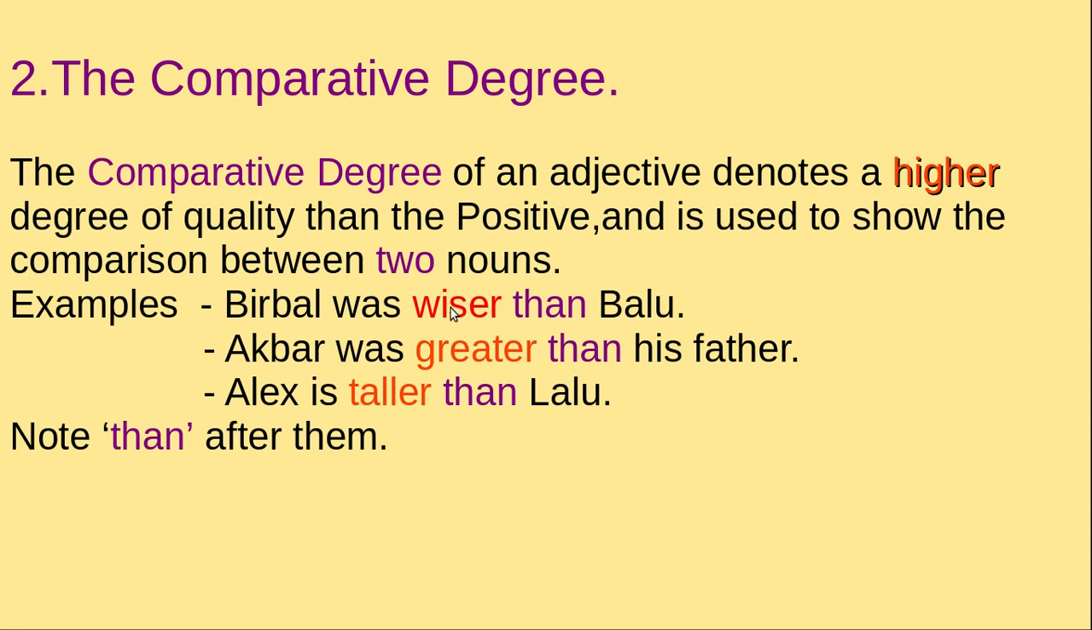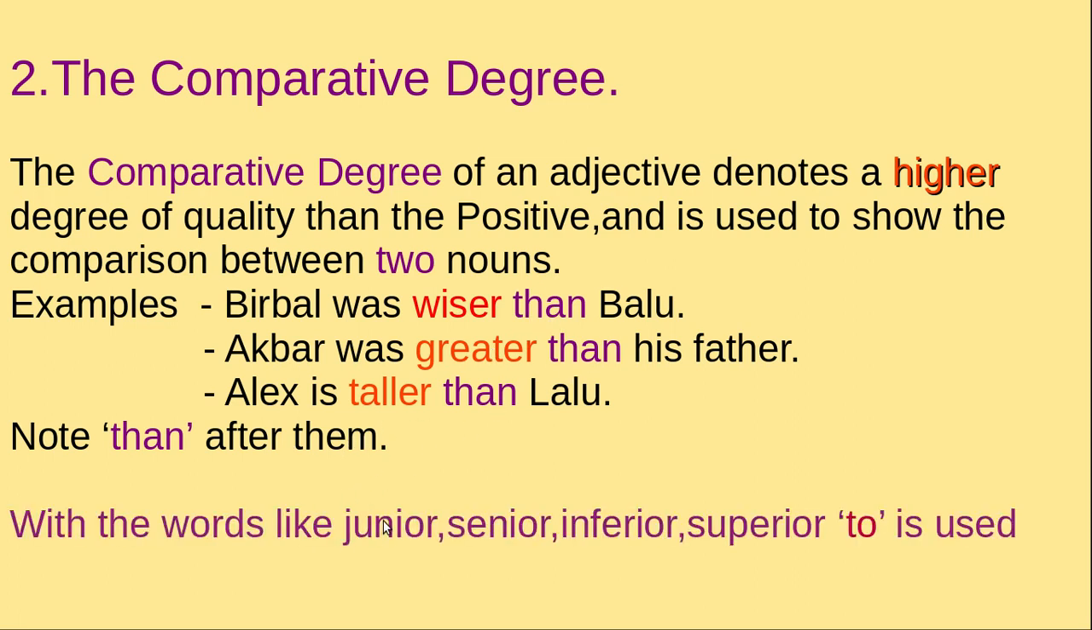Now, you have to note this one. When the adjective is in the comparative degree, we use than after it. Here is than, here is than. The words like junior, senior, inferior, superior, anterior, posterior, and elder, such words take to after them. You have to note that, it is very important.